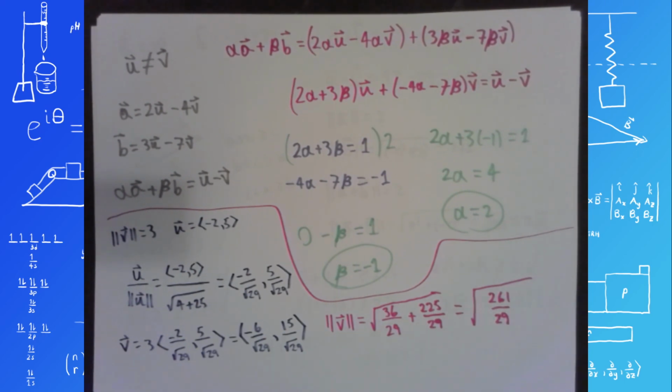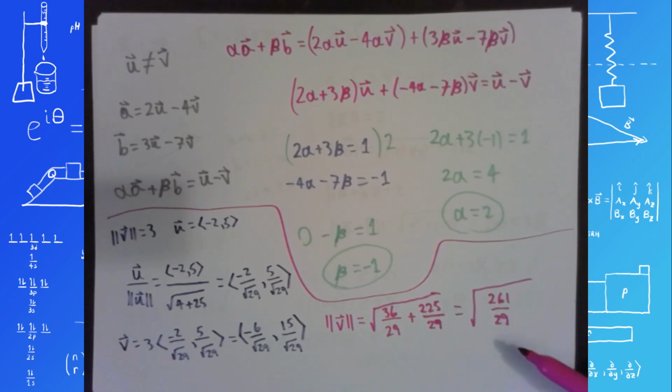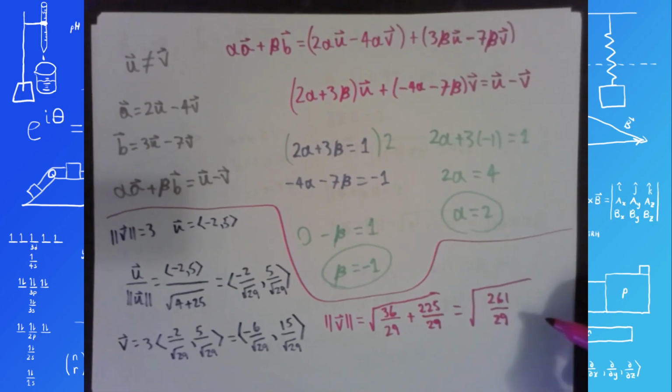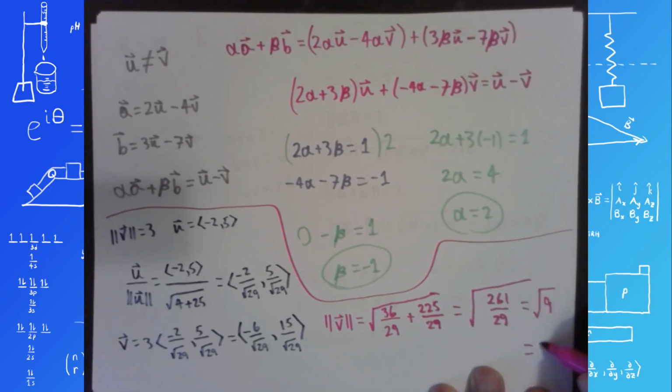Well, actually, yeah, 10 times 29 would be 290. 9 times 29 would be 29 less than 290, so 290 subtract 30 would take you to 260. Subtract 29, then would take you to 261. So yeah, 261 is actually 9 times 29. So this simplifies to square root of 9, which is equal to 3.